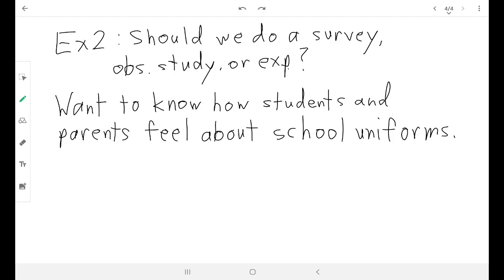But it doesn't say that we want to know how they feel after wearing uniforms. We just want to know how they feel about school uniforms. So this wouldn't be an experiment either, because in an experiment we would randomly assign, okay, you guys are going to wear these uniforms, you guys are going to wear these uniforms, and we try and figure out which ones work best and which ones affect your study habits best and things of that nature.